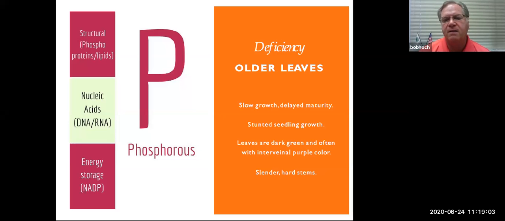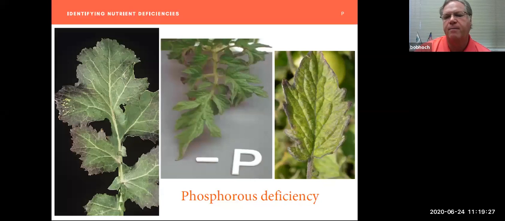So we have lots of phosphorus in our soils, and it's actually pretty rare to see a phosphorus deficiency. And one of the situations where we would see that is under really cool conditions early in the season, when the plant is not able to pick up and utilize the phosphorus quite as much. But you typically would expect to see some kind of purpling associated with this. So here's some examples of what phosphorus deficiency would look like.